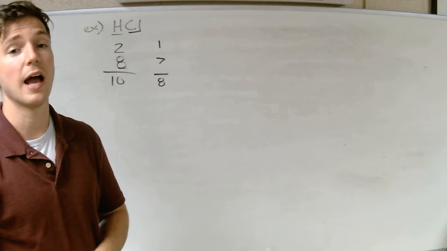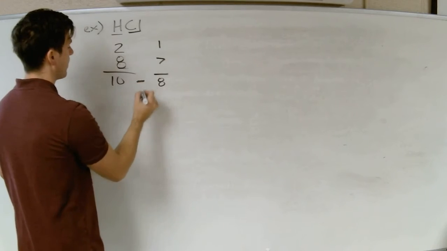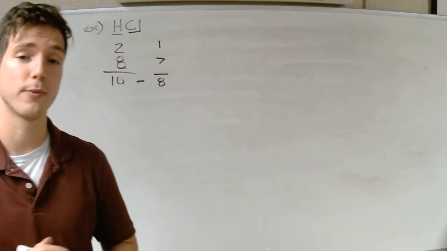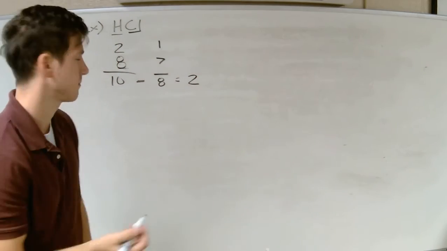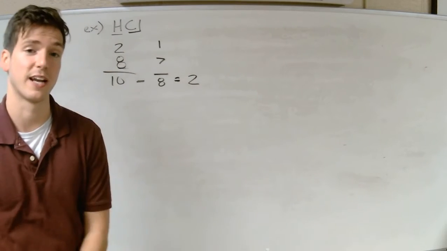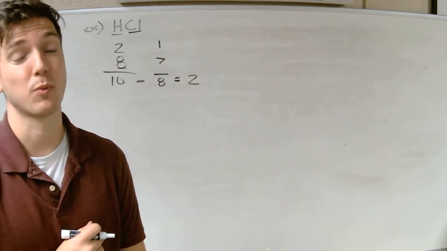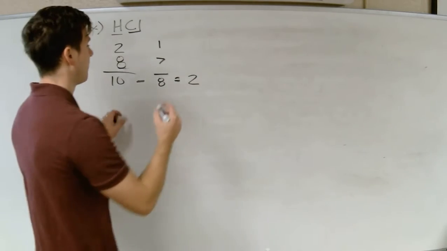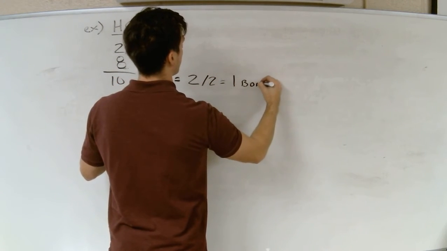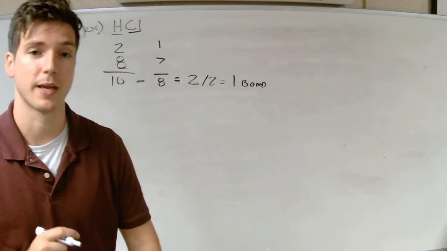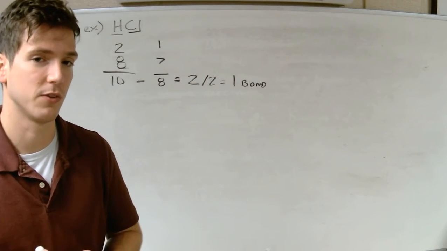Step 3, I am going to subtract these two numbers. That's why I set it up like this, so I can easily subtract them. Octet minus valence electrons for rule 3 gives me 2 bonding electrons. And what does that mean? The 2 bonding electrons tell me that I'm going to have 1 bond. In every bond, there are 2 bonding electrons. That's what step 4 is all about. I divide this number by 2, and that tells me I have 1 bond. So that's what all these steps are doing. They tell us how many bonds we have. You have to follow these steps.